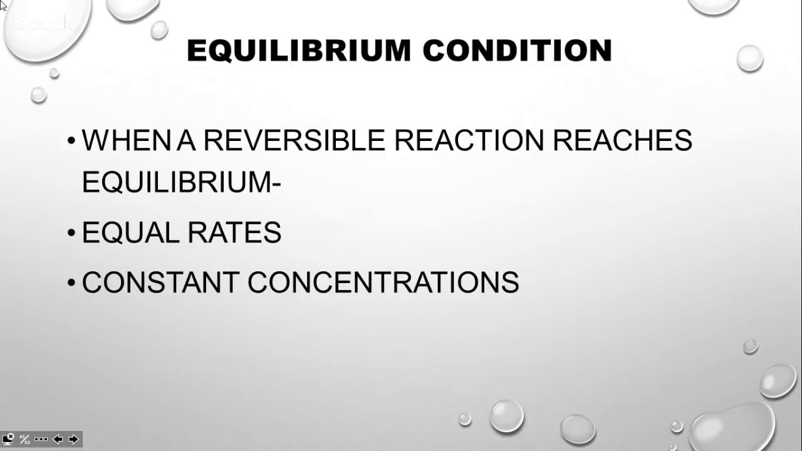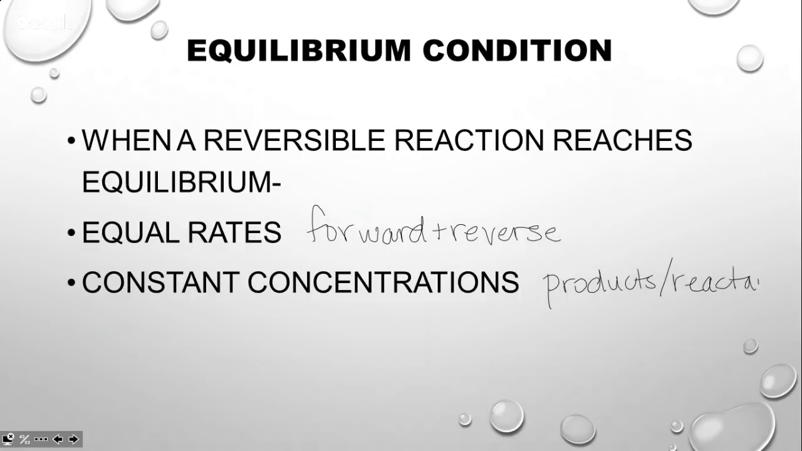Reversible reactions can reach equilibrium. Equilibrium condition is when we have equal rates of the forward and reverse, and constant concentrations of the products and the reactants. These two things cannot be confused with each other. It's not constant rates, it's equal rates, constant concentrations. Once we've reached equilibrium, the concentration of reactants and products stops changing.